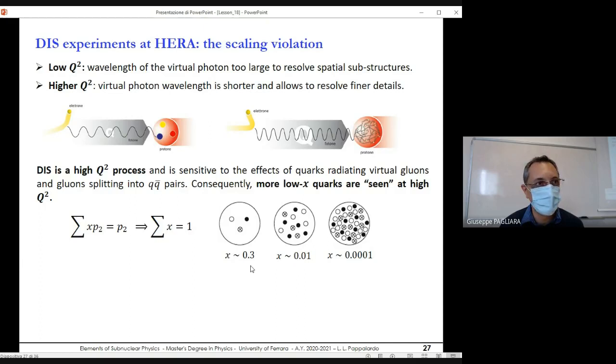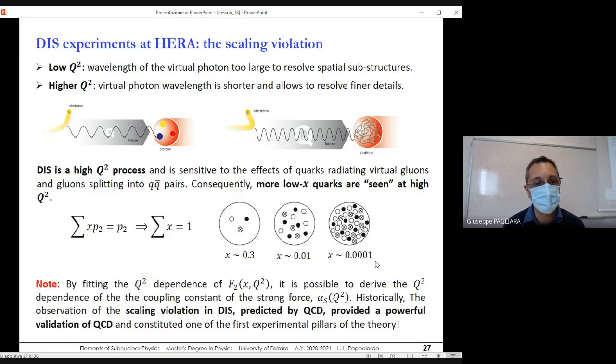But if you probe the proton at much larger spatial resolution, so at much larger Q square, then you see many more partons. And since the sum of x has to be 1, because this has to correspond to the total longitudinal momentum of the proton, then of course each of these partons has to share a much smaller fraction. Okay, so this is the interpretation of the Bjorken scaling violation, which sounds pretty obvious at the end.